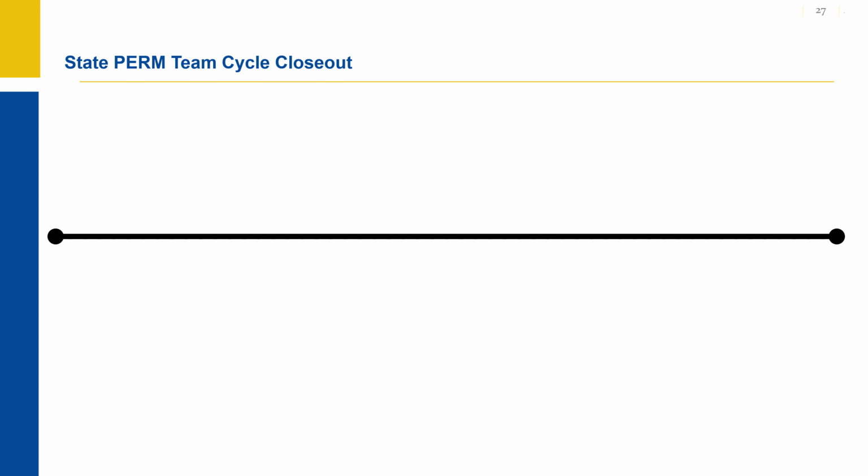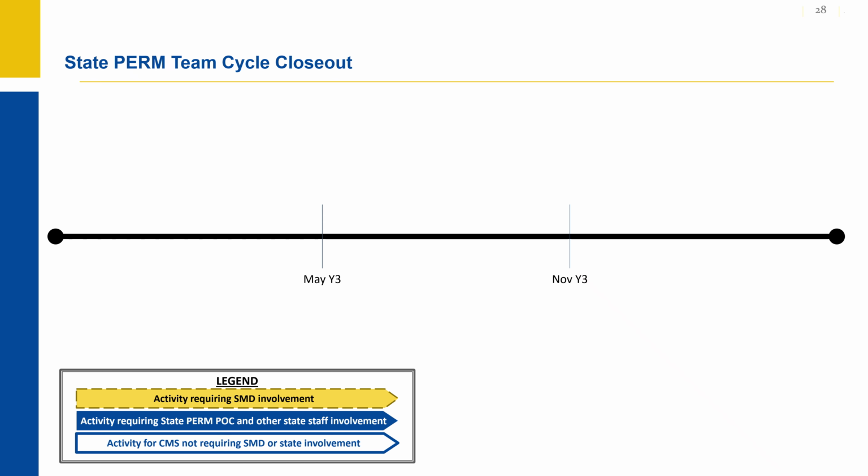The final phase of the PERM program cycle focuses on completing payment error rate calculations, reporting findings, and assisting states with the development of their CAP. The cycle closeout phase spans from May of year 3 through November of year 3. Within this phase, some activities require state Medicaid director involvement. Some only require the state PERM points of contact and other state staff involvement, and one activity only requires CMS involvement and not the state Medicaid director nor the state.